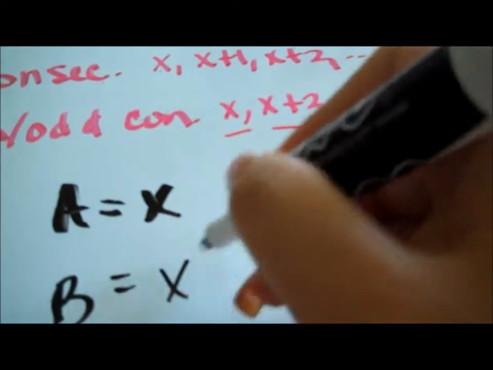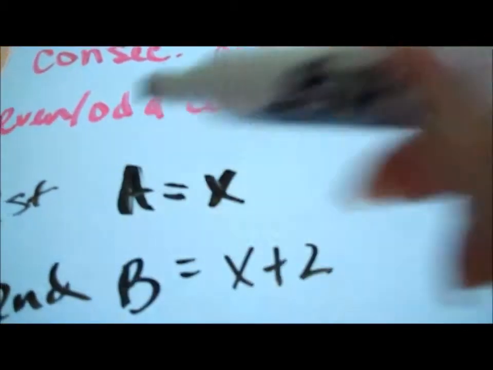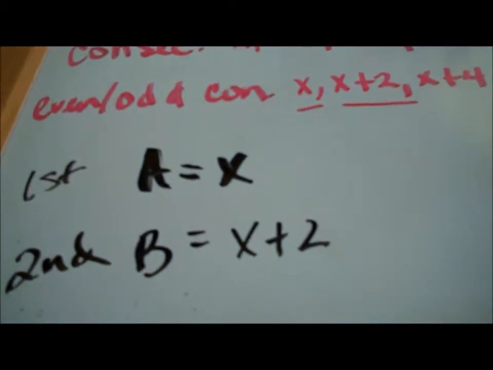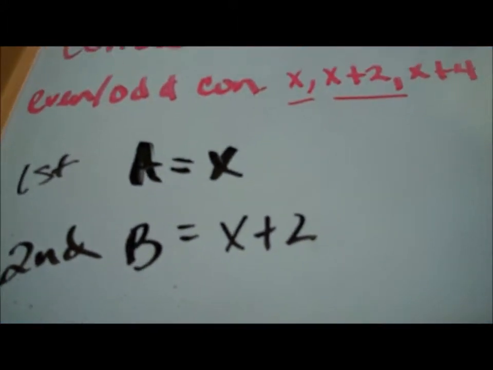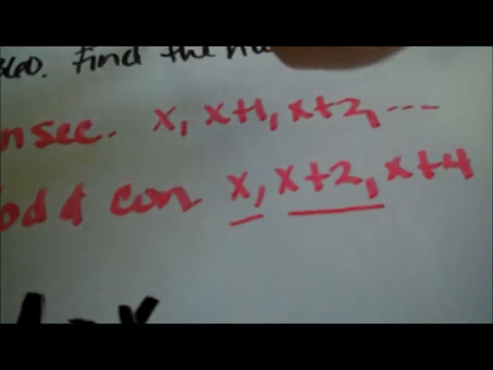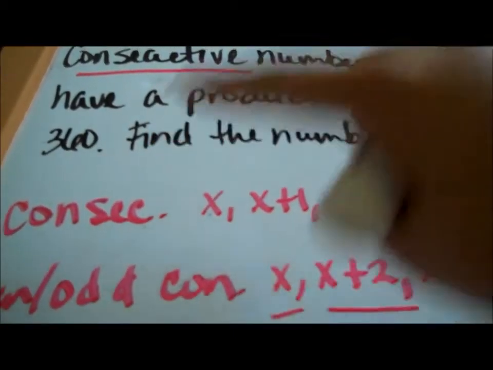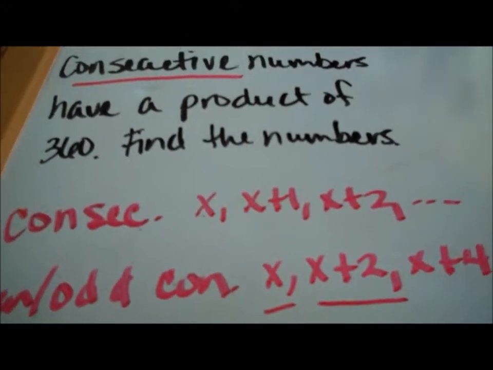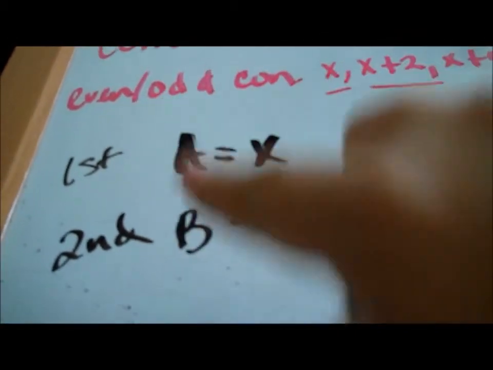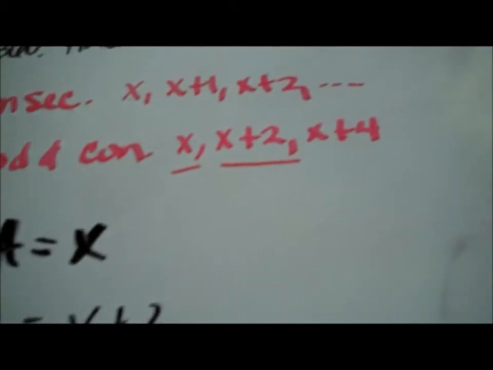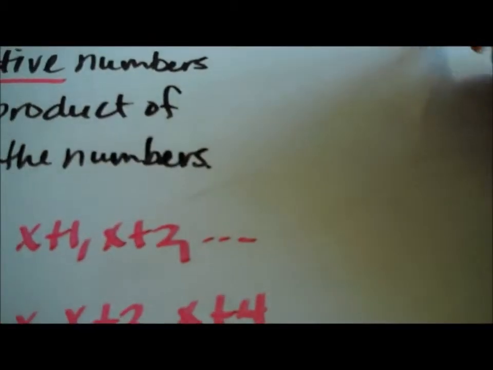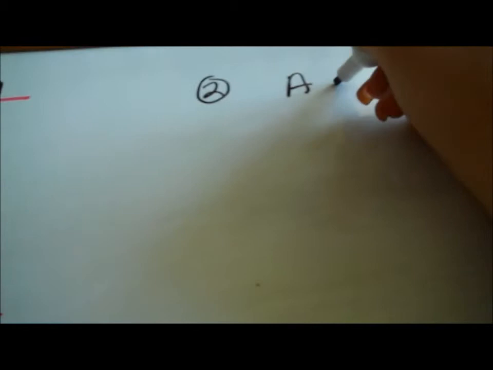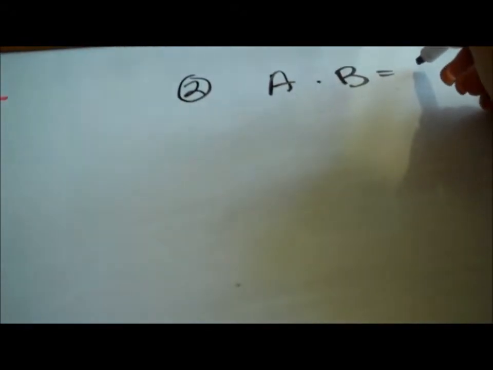So if you want to, on the whole identifying the variable, you could say that a equals x and b equals x plus 2. You could say the first number and the second number. I don't care how you label these, but you need to identify the variable somewhere. And then the problem says that they have a product of 360. So that means the first number times the second number, the two multiplied together, are going to give us 360.